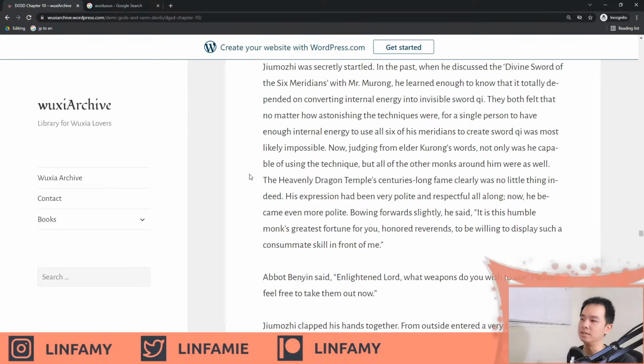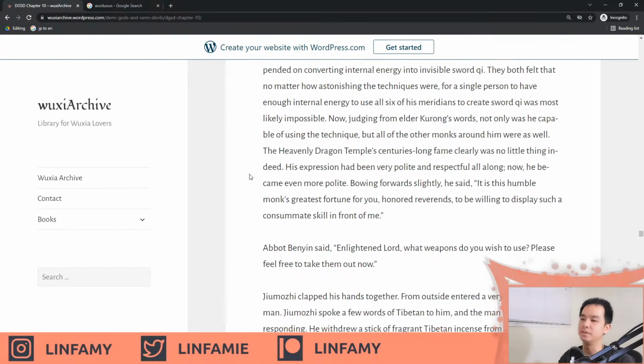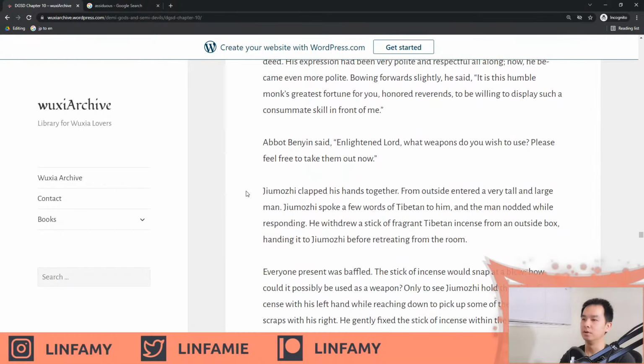Bowing forward slightly, he said, "It is this humble monk's greatest fortune for you, honored reverends, to be willing to display such a consummate skill in front of me." Abbot Bunyan said, "Enlightened Lord, what weapons do you wish to use? Please feel free to take them out now." Jiumozu clapped his hands together.